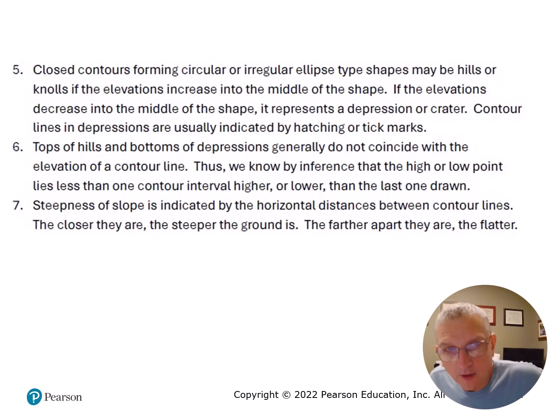Number 5, closed contours that form circular or irregular ellipse type shapes may be hills or knolls if the elevations increase into the middle of the shape. If the elevations decrease into the middle of the shape, it represents a depression or a crater. Contour lines in depressions are usually indicated by hatching or tick marks. The term is actually hachure, without a T.